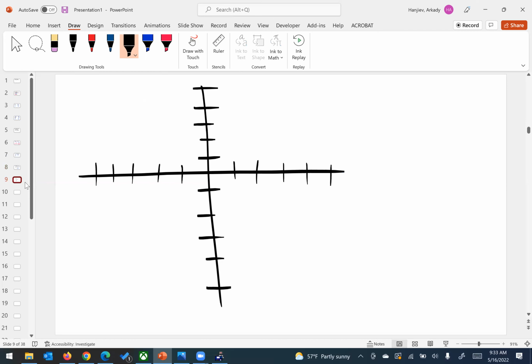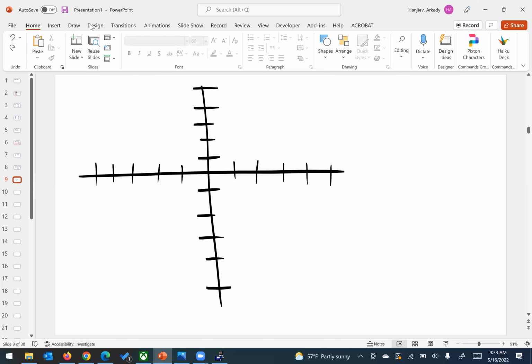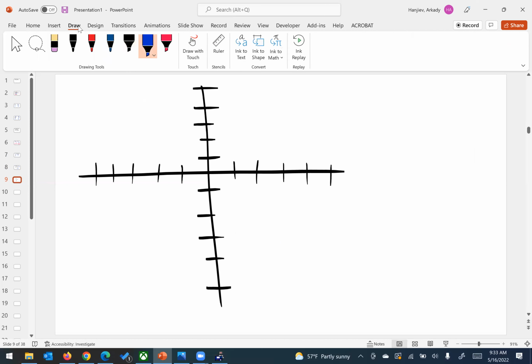So minus 4. I'm starting here. 1, 2, 3, 4. Up 2 over 1 here. I can keep on going, is that right? Up 2 over 1, up 2 over 1.